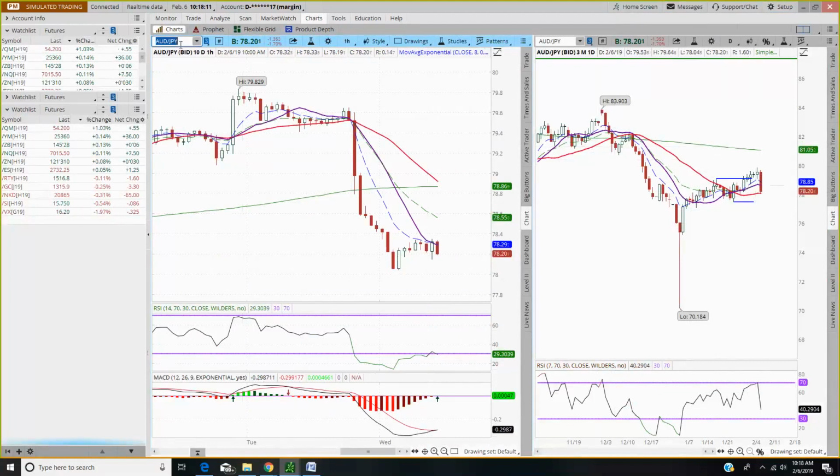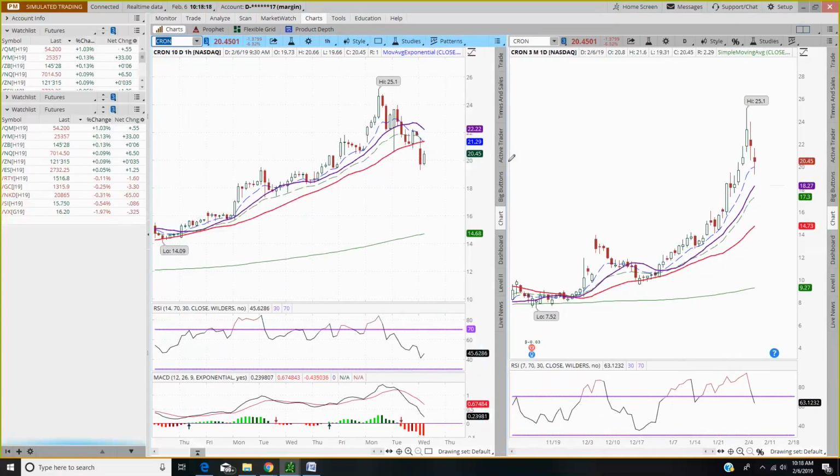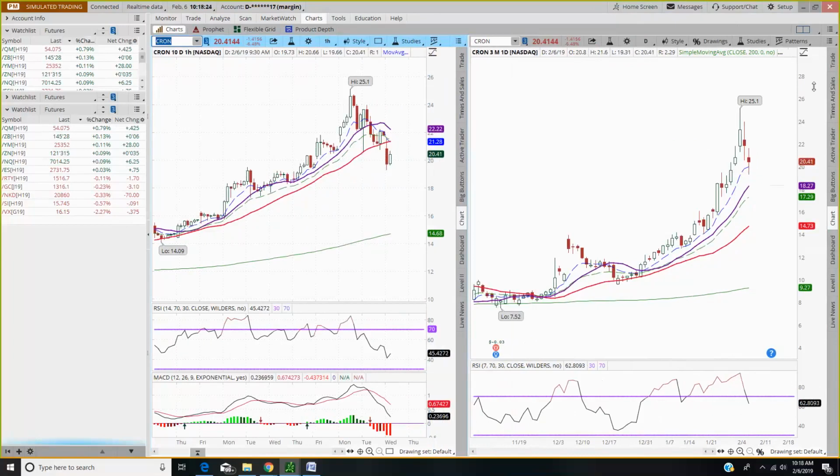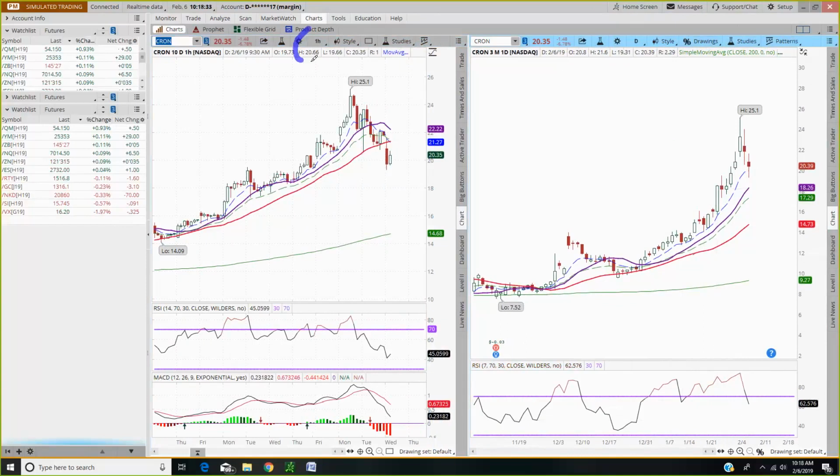I want y'all to see what I saw and why, because again, this is technical analysis, right? Cron's down this morning 6.32%. So here's what I saw in Cron, why I alerted. Number one, these are my studies and my charts. I have the 1 hour and I have the daily.